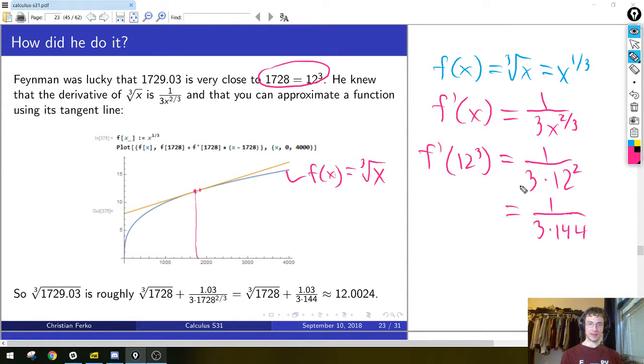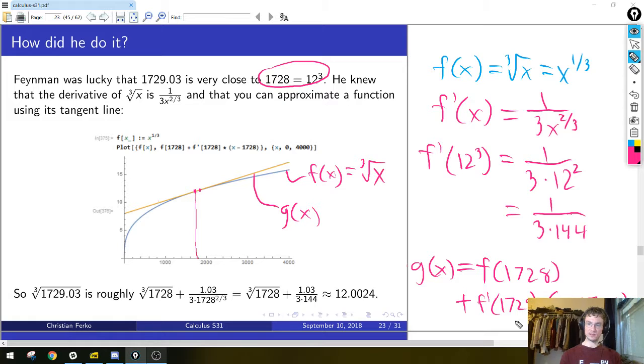So if that's true, this is the slope, and we know the point slope form of a line. I'll just rewrite it. The tangent line, if we call it a different letter, say g of x, is going to be the point that we expanded around, which here is f of 1728, plus the derivative, f prime at 1728, times x minus that point.